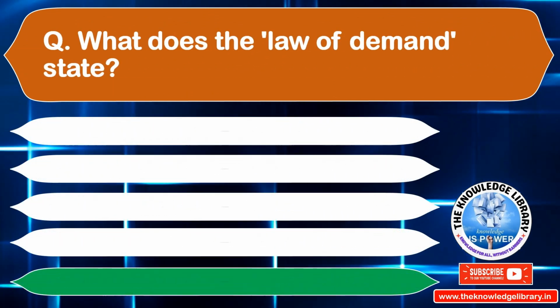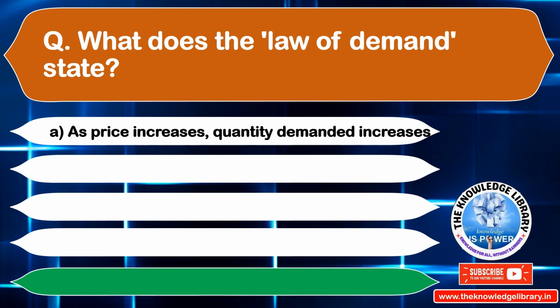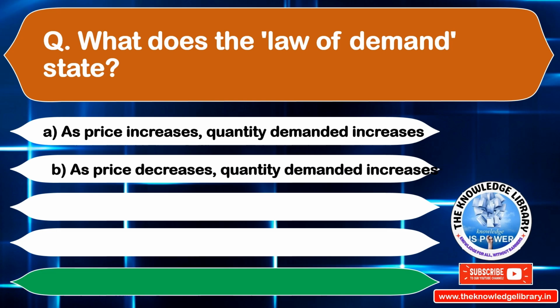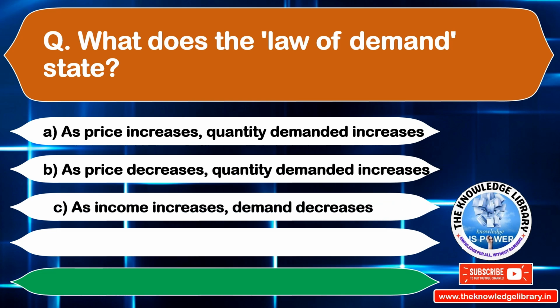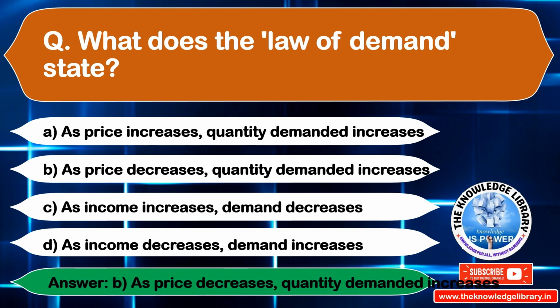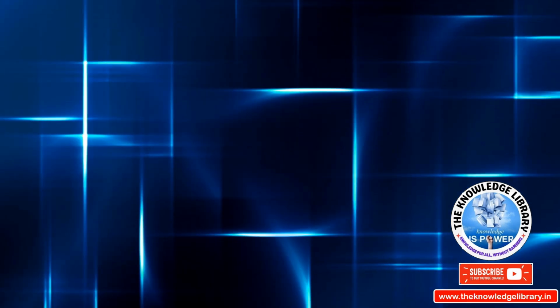What does the law of demand state? Option A, as price increases, quantity demanded increases. Option B, as price decreases, quantity demanded increases. Option C, as income increases, demand decreases. Option D, as income decreases, demand increases. The correct answer is option B, as price decreases, quantity demanded increases. Moving to the next question.